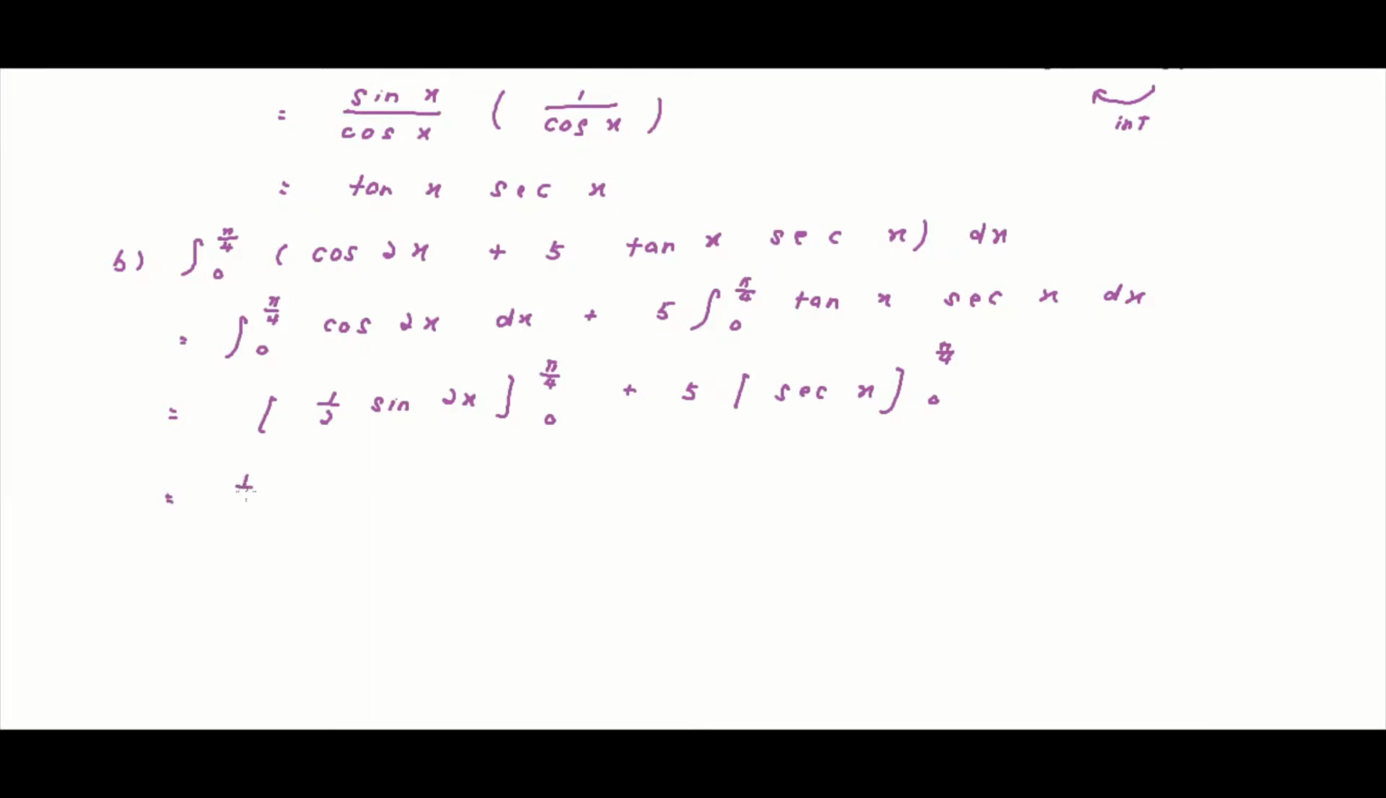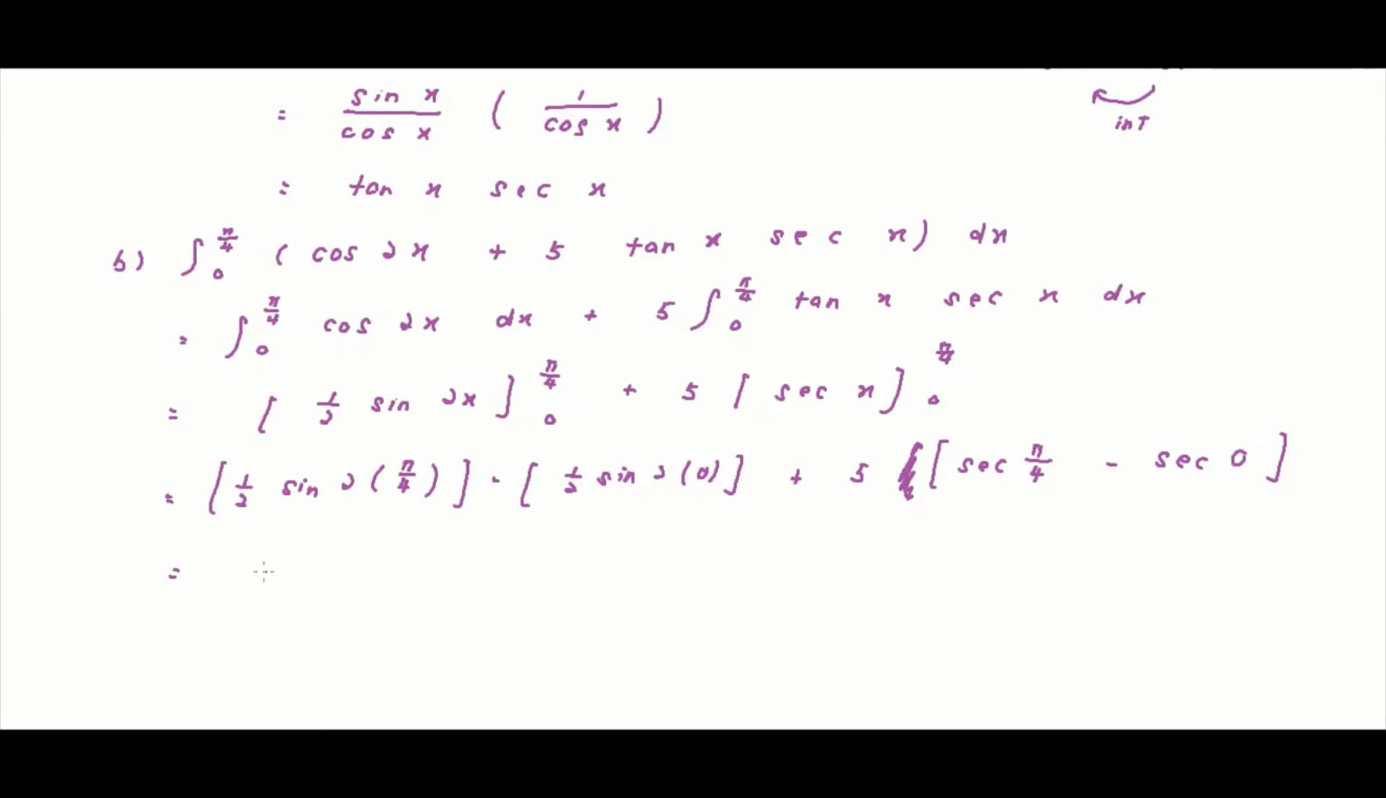So 1 over 2 sine 2 pi over 4, which is the first term. Then after that, minus the second one, 1 over 2 sine 2, 0. Then the next one, 5. And remember, you might need to put a big bracket because you need to include everything here. So secant pi over 4 minus secant 0. So this is what you have. Just put it like this.